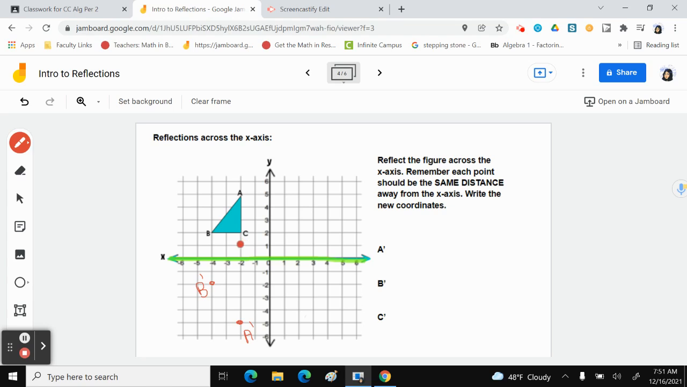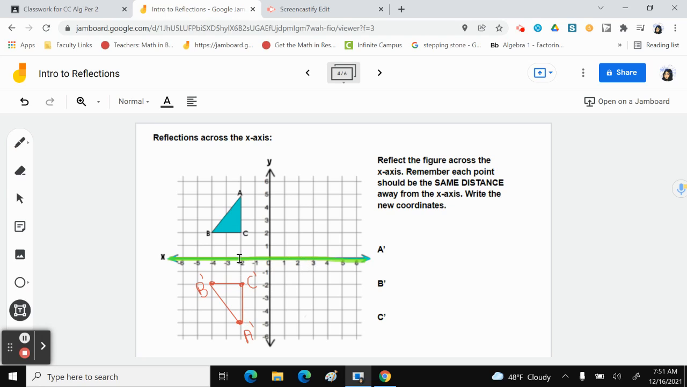C is 2 units above my line of reflection. So now it's going to be 2 units below my line of reflection. So I'm going to go ahead, connect each of my points, and again, write down my new coordinates.